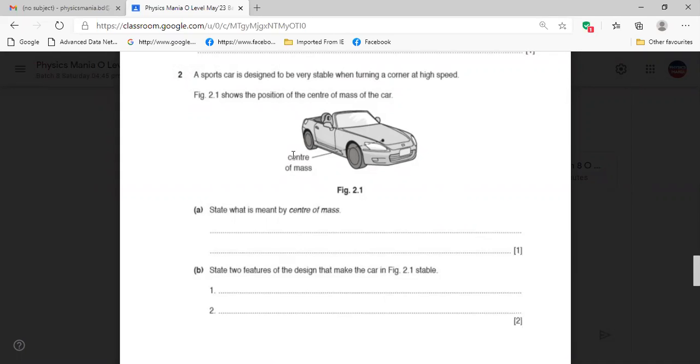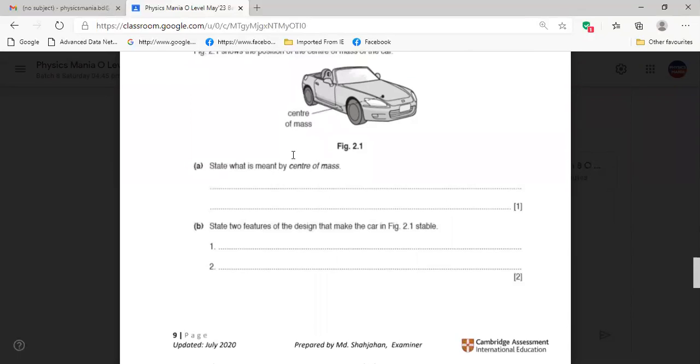It's easy. State what is meant by center of mass. You know it, right? Yes. Tell us what is the definition. The center of mass is an imaginary point in any object where all of its mass seems to act.